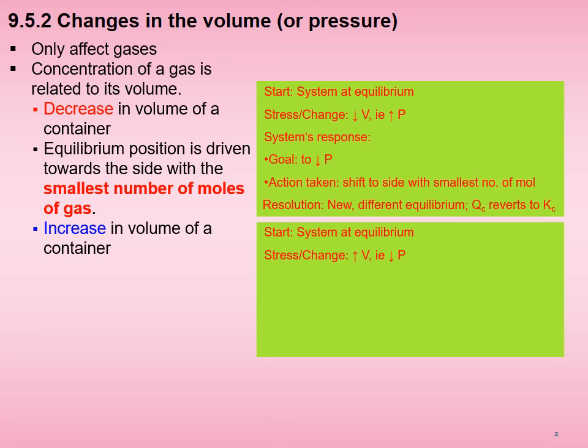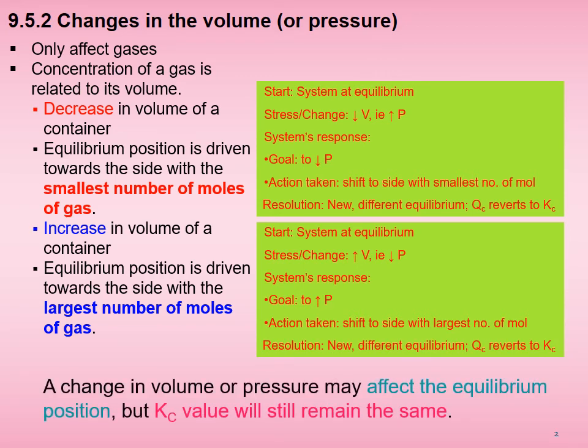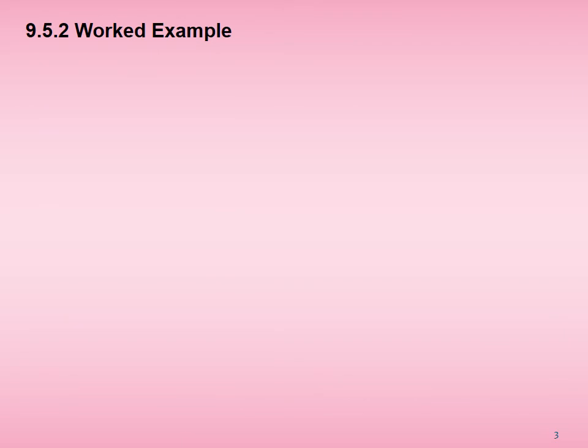The operative word is oppose. What is the opposite of decreased pressure? Increased pressure. Thus, the system drives its equilibrium position to the side with the largest number of moles of gas, hoping to increase pressure. While a change in volume or pressure may affect the equilibrium position, Kc value still remains the same. Now for some examples.